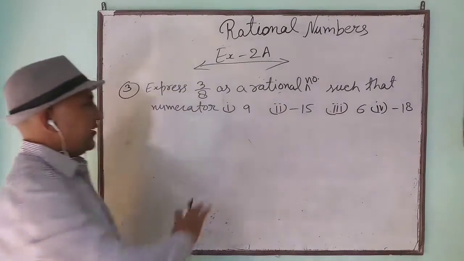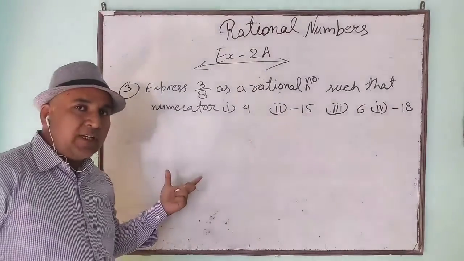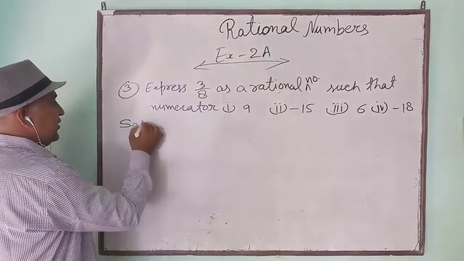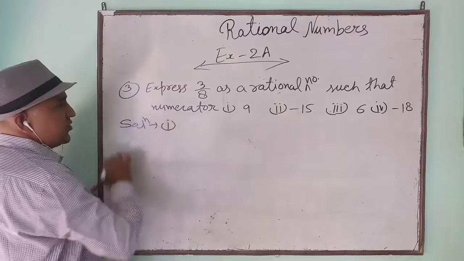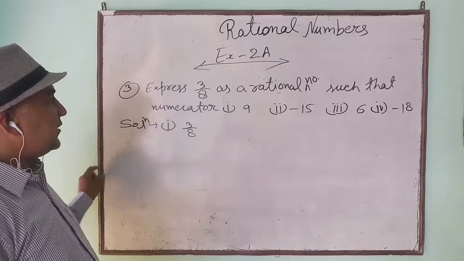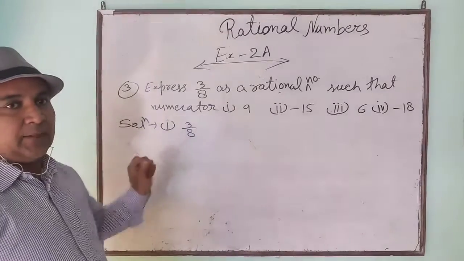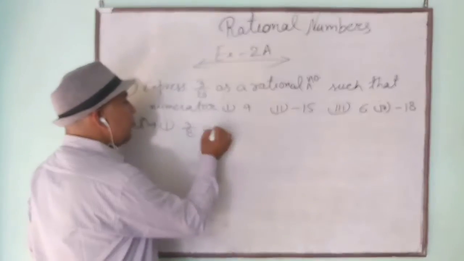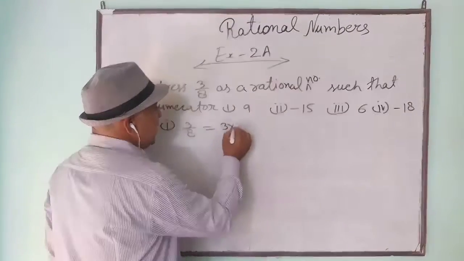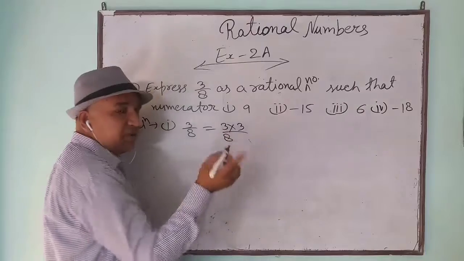See, there are 4 parts. Out of 4, 2 I am doing and 2 I am leaving for you. Okay? So must pay attention. It's very easy, but then also see. You have to express 3 by 8 in such a way that the numerator should be 9. Now think, how will you make the 3 9? Definitely 3 is multiplied by 3, then it will become 9.